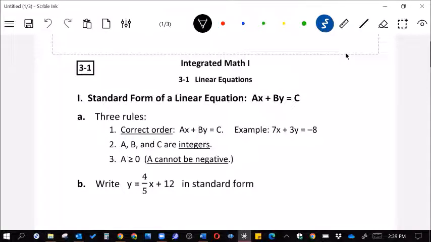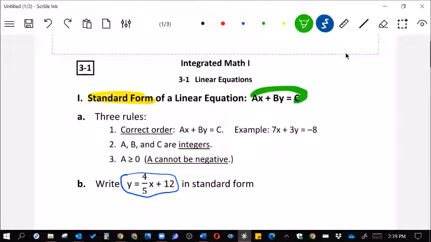Welcome. We're going to focus on the standard form for a linear equation. You are used to, pretty much everyone is at this point, slope-intercept form like that. However, we're going to rewrite it and put it into the standard form. The standard form is where the x term comes first, then the y term, and on the other side of the equal sign is a constant.